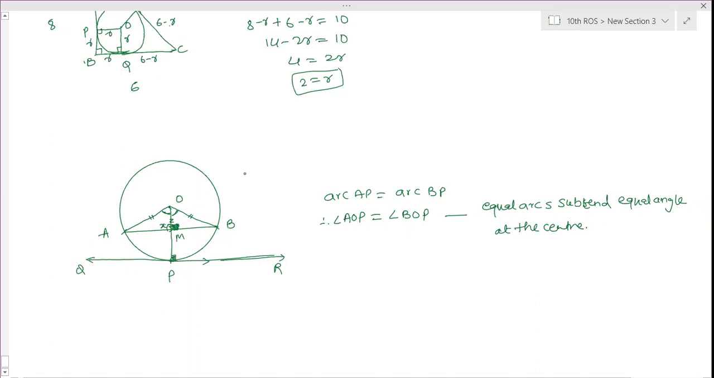Ma'am, I couldn't listen after the congruency. There was some problem here. OMA and OMB angles are equal. Those form a linear pair, so each angle will be 90 degrees. Then OMB is 90 as well as OPR is also 90. So these two are corresponding angles. If corresponding angles are equal, then the lines are parallel. Okay, ma'am. Thank you.